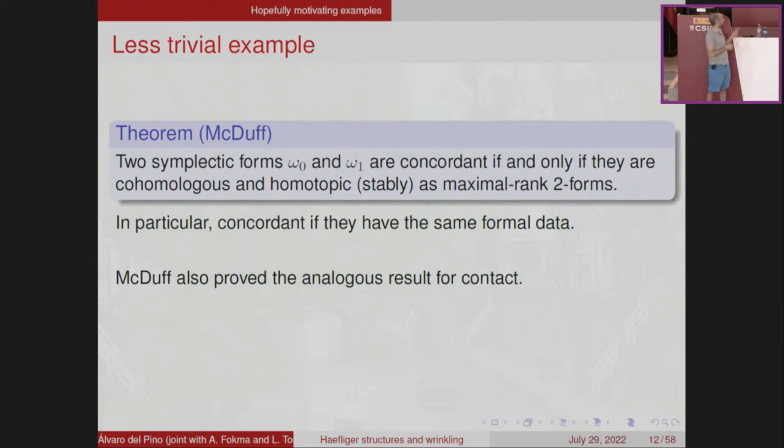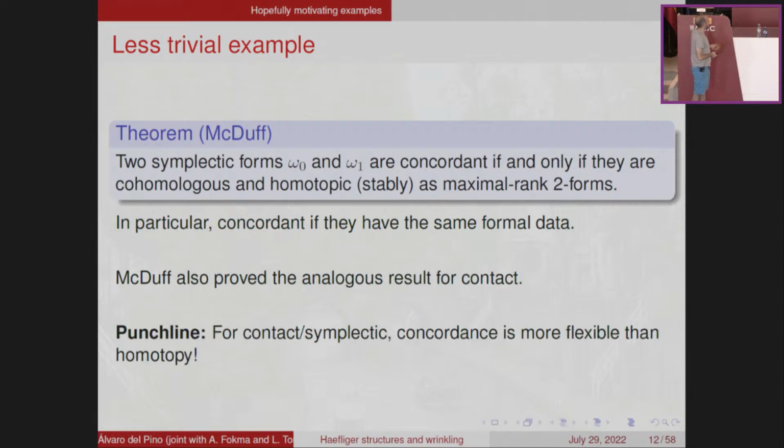And let me make another comment. In the contact case, which is my favorite case, you can have a tight contact structure, an overtwisted contact structure, and some contact dynamics from one side to the other, and the overtwisted disk dies in the middle. It's insane. All right, enough rambling. The punchline is that somehow for contact and symplectic, unlike for the case of functions, concordance is much more flexible than homotopy.